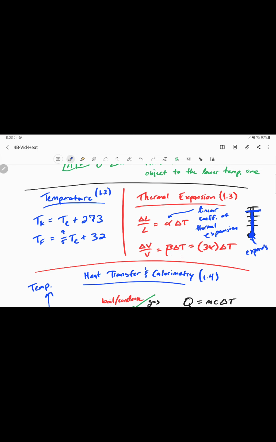So for something like copper, both of these exist, but for water, a linear one doesn't exist because water doesn't just go in a straight line. So a lot of times in a table, you'll just see the value of beta for water.